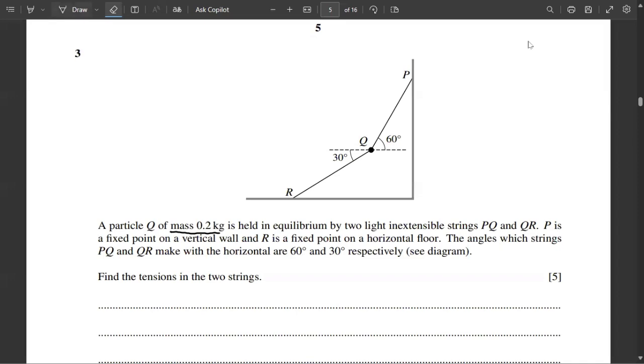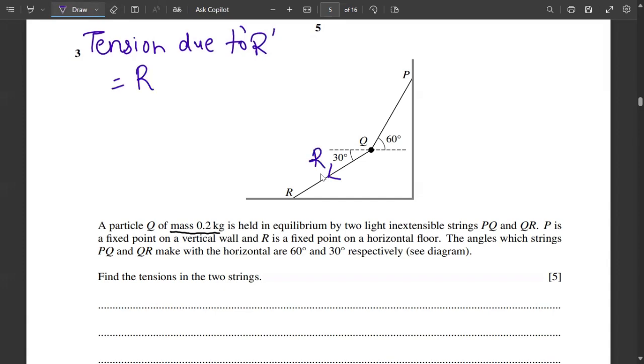Now let's label all the forces in this diagram. So one will be the tension due to R, and this will be a downward arrow, not an upward arrow. So the tension due to R, I'm labeling that as R. So this force is R. And the tension due to P, I'm labeling that as P. So this will be P. And then there is this force 0.2 g, which is 2 Newton.